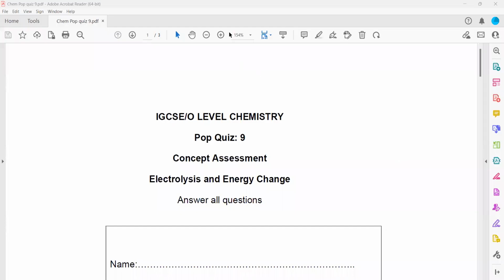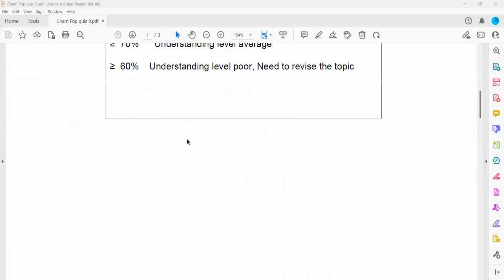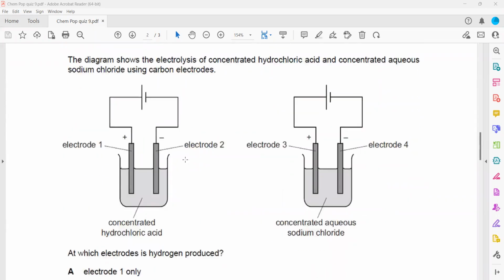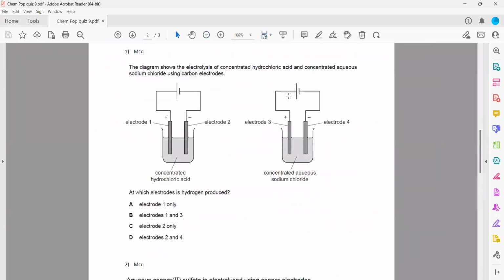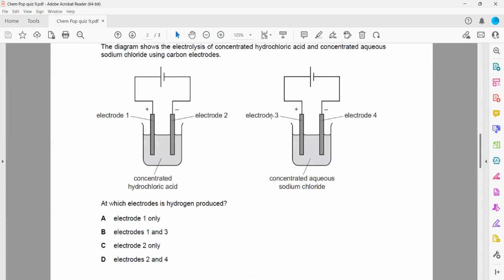So this one is pop quiz 9, which was related to electrolysis and energy change questions, enthalpy change or energy change. The diagram shows electrolysis of concentrated hydrochloric acid and concentrated aqueous sodium chloride. At which electrode is hydrogen produced? So how do we identify? First, we have concentrated hydrochloric acid.